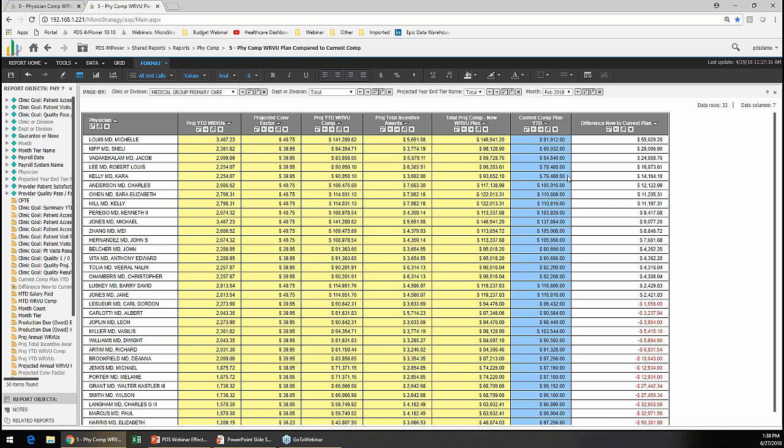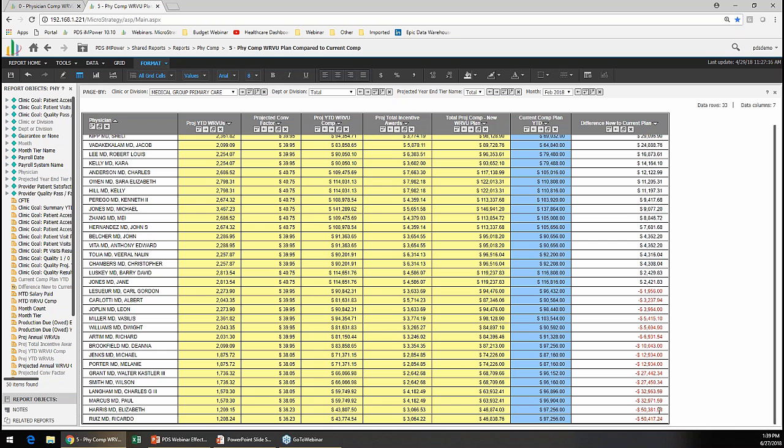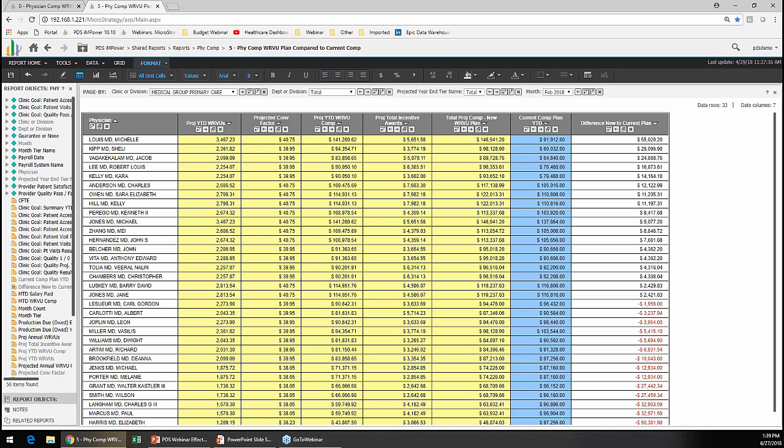And then we can understand now, because we're benchmarking the current comp to the new comp, we can see, if you look down here, those physicians whose comp would go down, assuming the same production, the same set of goals they're hitting today, under the new plan, what would be the difference in their compensation, trying to right-size some of that productivity and performance versus incentive.